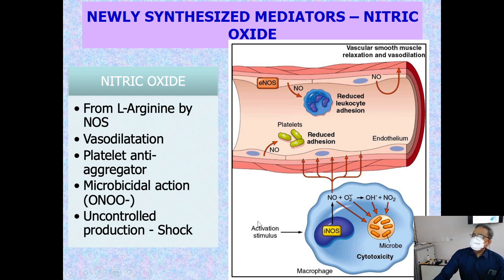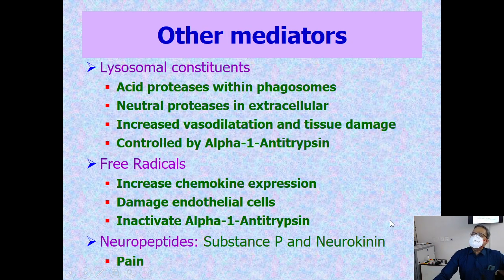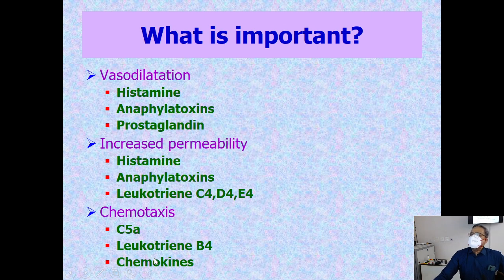So, this is just a graphic representation of the same. Nitric oxide is also important in killing of microbes, or microbicidal. Other mediators are lysosomal constituents, which are hydrolases, and free radicals, which, you have read, cause damage. So they also damage in inflammation. And neuropeptides, substance P and neurokinin, which cause pain.